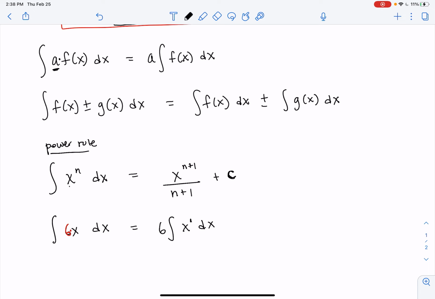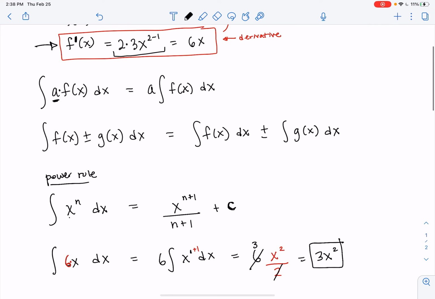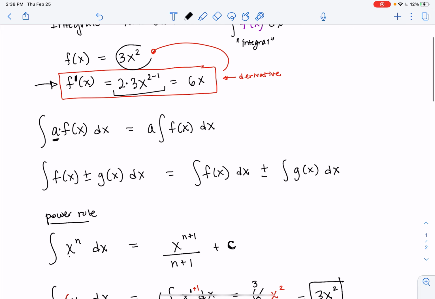So the power rule says, let's copy down the 6. The power rule says take that x, add 1 to the exponent, which gives us x squared, and then divide by that new higher exponent. So we're going to divide by 2, which is our new higher exponent. And so if we simplify 6x squared over 2, we get 3x squared, which indeed matches our original function.